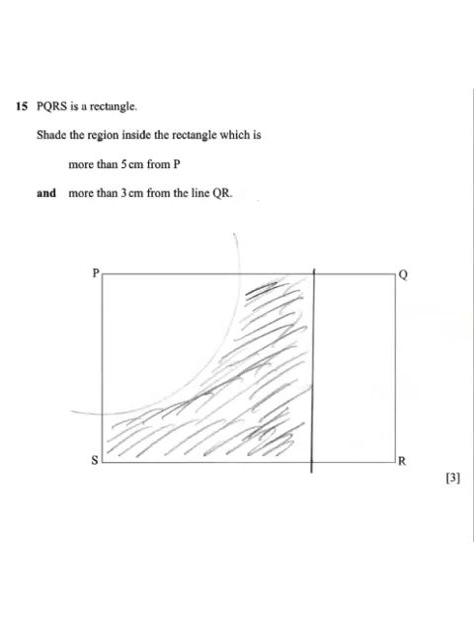So this is constructions. Question 15, PQRS is a rectangle. Shade the region inside the rectangle which is more than 5 centimeters from P. So it's from a point P. So you would use your compass for this one. So the first one here is 5 centimeters from P. So you get a compass and you would measure 5 centimeters on your compass. Once you've measured 5 centimeters on your compass, you would draw an arc from P.